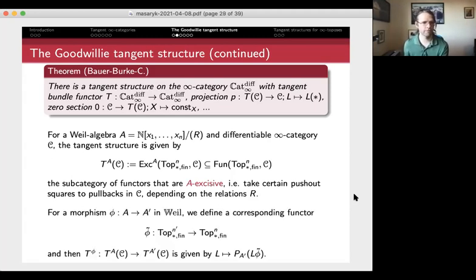Along similar lines, I won't say it, but I put it in the slides. We can define the tangent structure on morphisms of Weil algebras essentially by pulling back, or by precomposing with certain functors on spaces. So that's how we define this full tangent structure functor. That was our main definition, and I said at the beginning that the goal was to connect the two notions of tangent category, and that is what we've done.